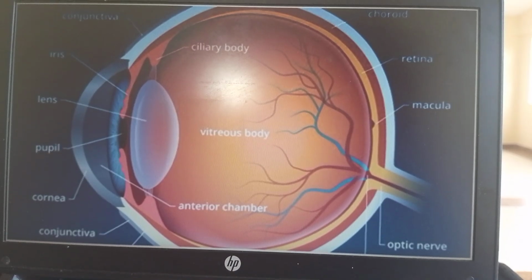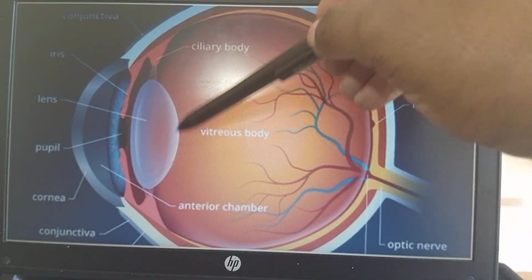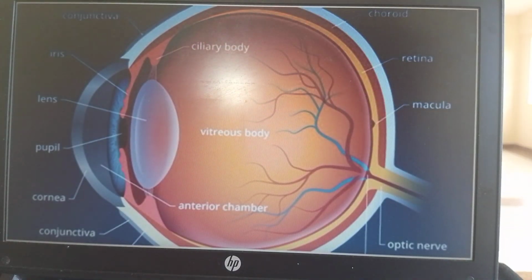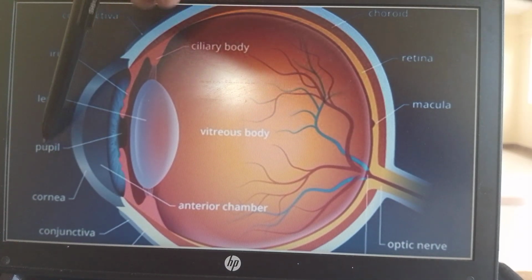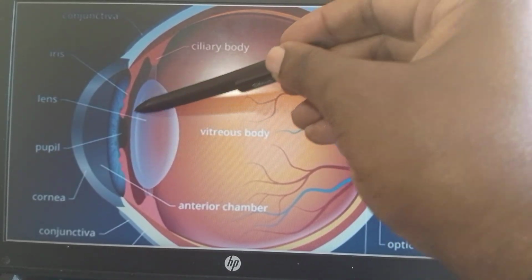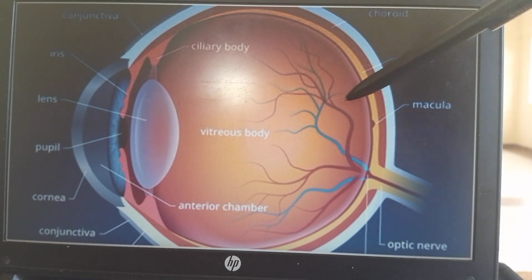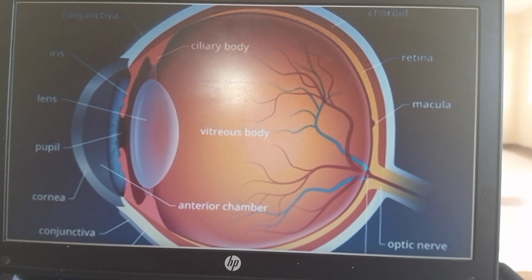So what you need to remember is that this lens changes the shape. For example, when the object is very close to the eye, this lens will become more convex so as to bring light focused on this area referred to as the macula and bring the image into sharp focus.